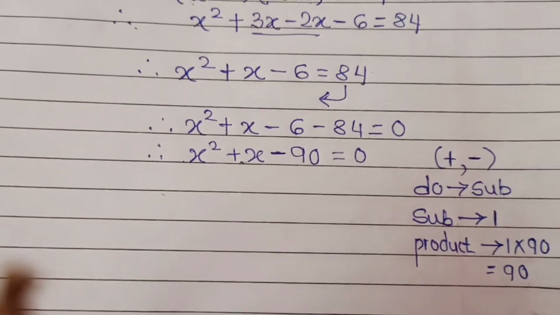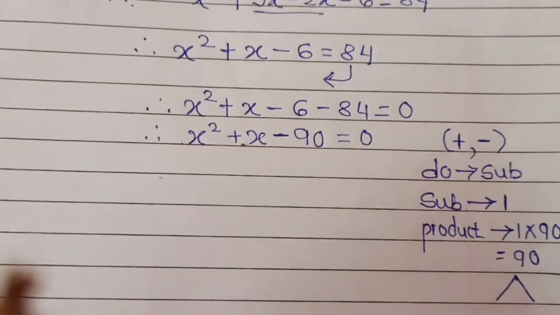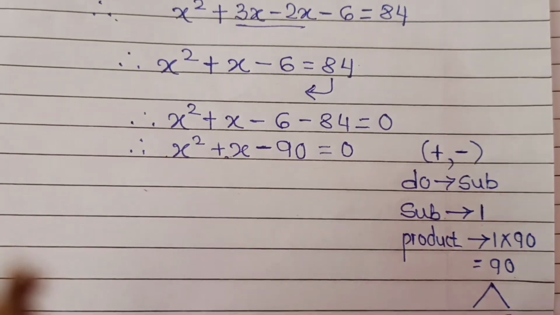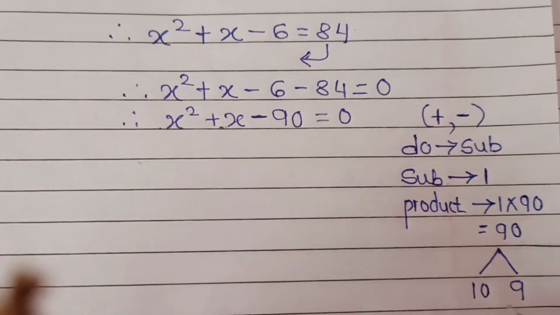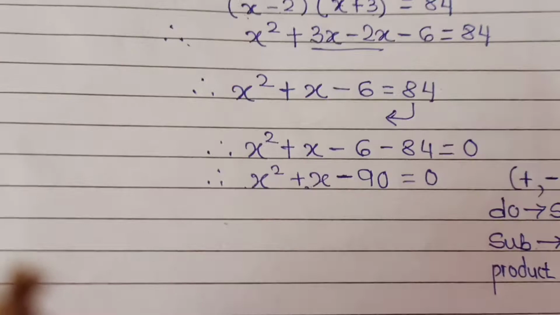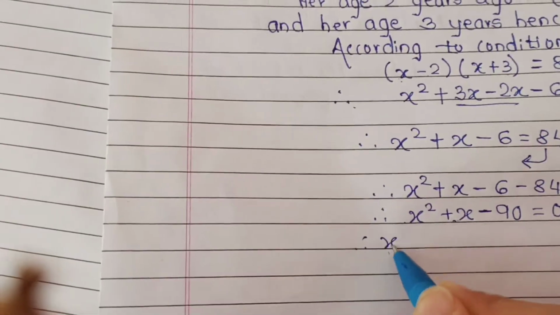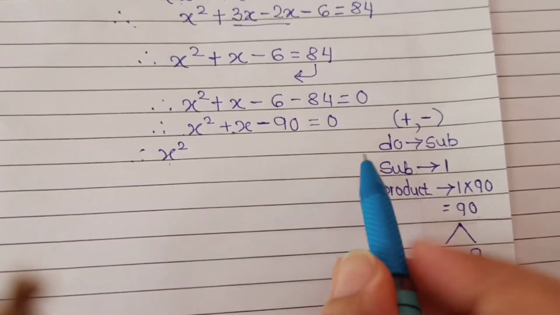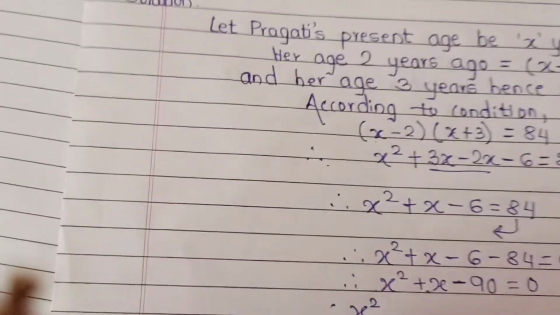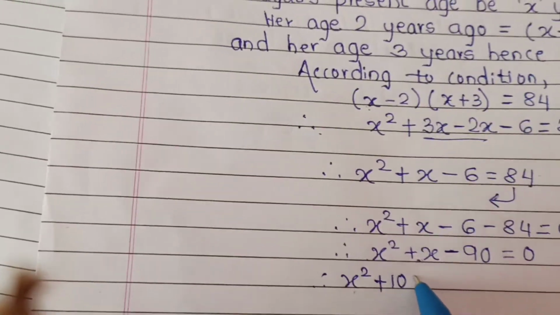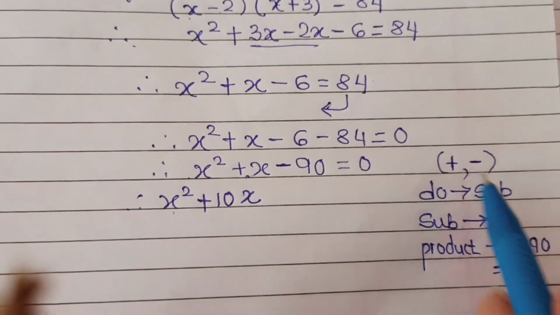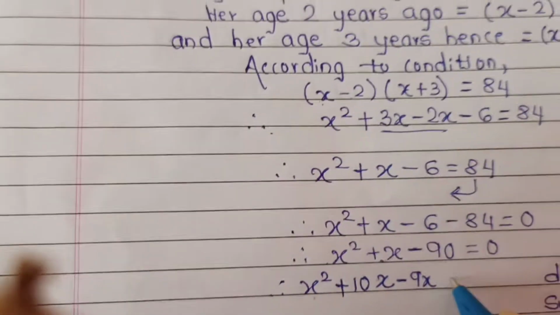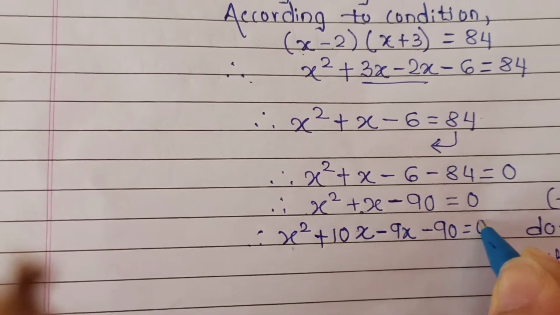So we have to find two numbers whose product is 90 and whose subtraction is 1. So we take the numbers 10 and 9. 10 into 9 is 90, and 10 minus 9 is 1. So therefore, in place of x, now we will be using these two numbers. Take the first sign and greater number: x square plus 10x. Take the second sign and the smaller number: minus 9x minus 90 is equal to 0.